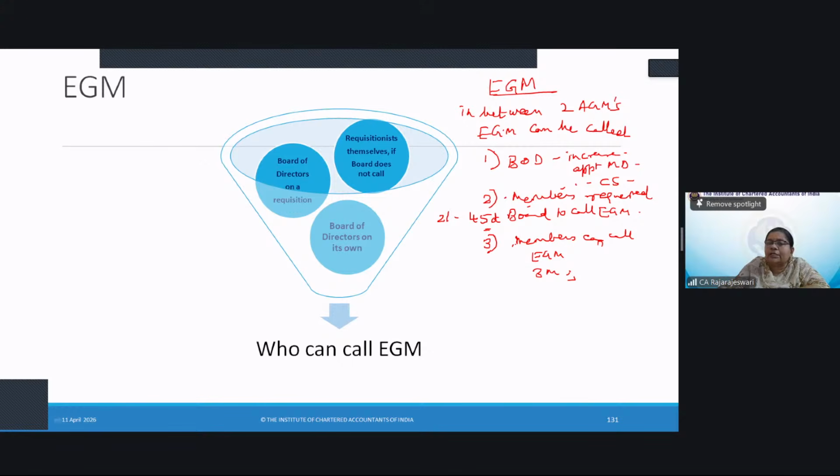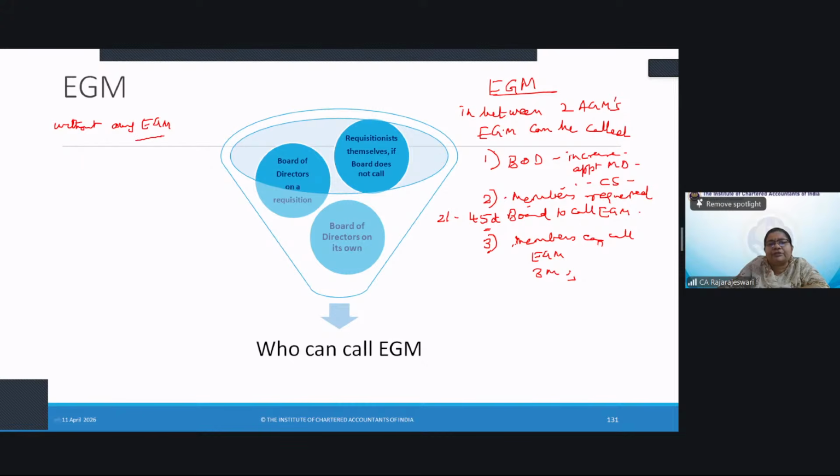So who can call an EGM? First, the board of directors. EGM is not mandatory. Only AGM is mandatory. Every company should hold an annual general meeting once a year. A company can also do without any EGM till date. Without any EGM. Nobody is going to question you why no EGM. It can do it. Necessity did not arise. So it will not call an EGM.